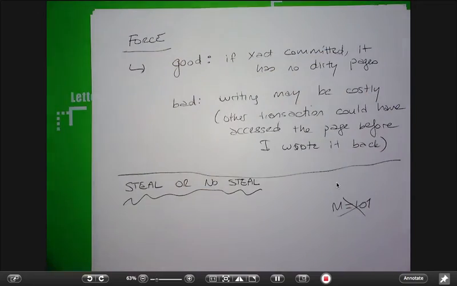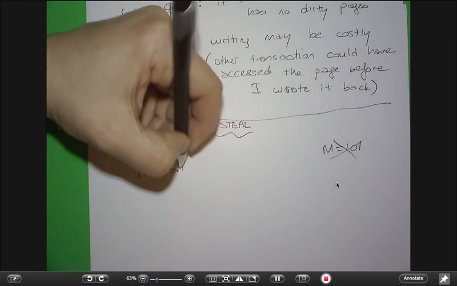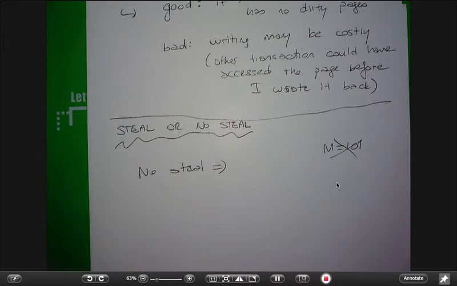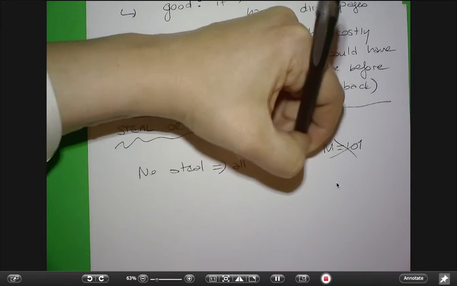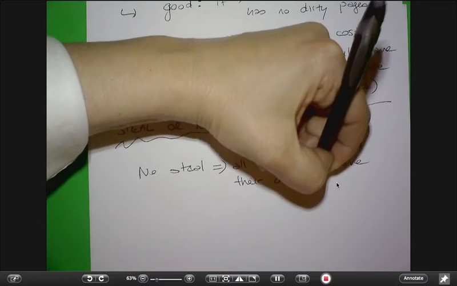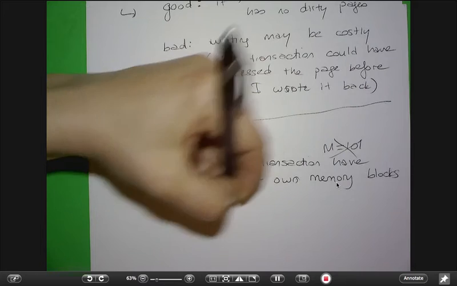So if you have steal, I guess it's easier to talk about what is no steal. No steal means that all transactions have their own dedicated memory block. Well, then that means you can have less because you're slicing it to more people. But the good thing is that now all the data that you modify, you can keep in memory until your transaction completes.